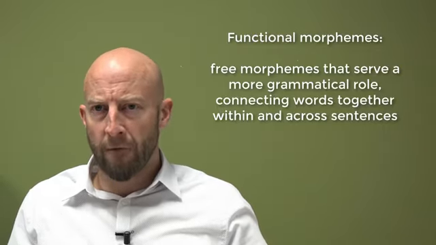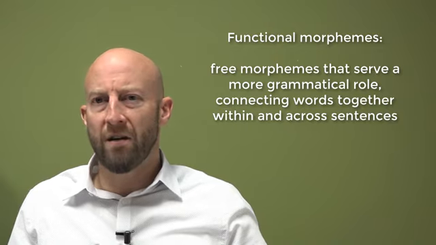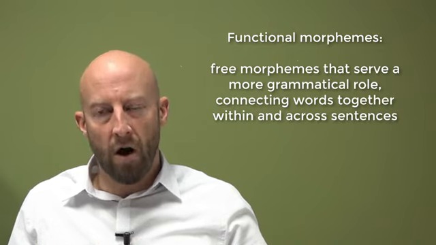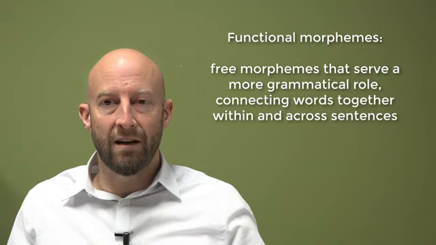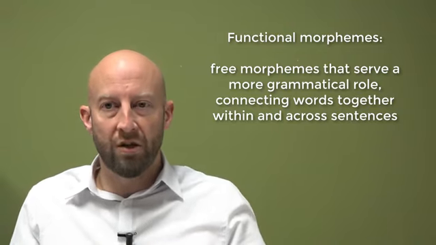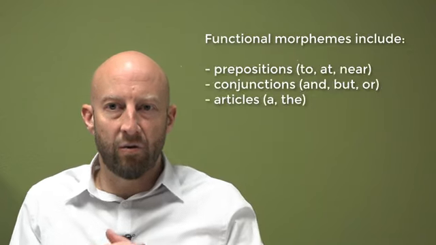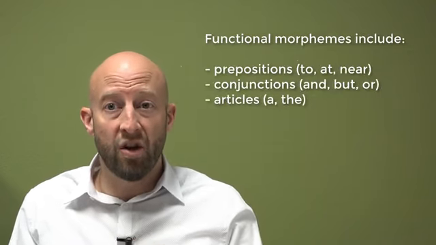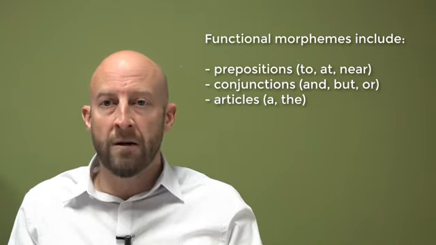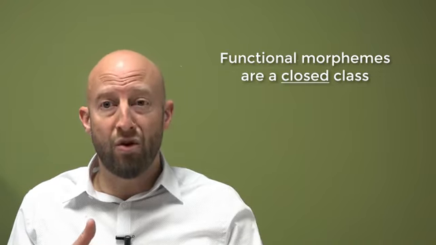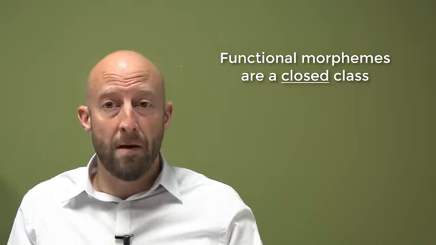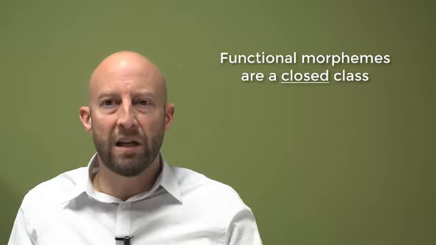Now, the other type of free morpheme is a functional morpheme. Functional morphemes don't really provide the content or the meaning of our utterances. Instead, they serve a more grammatical role by being the glue that links together words in a sentence. So these include categories such as prepositions, conjunctions, articles, and even pronouns. These functional morphemes are a closed class, which means that they cannot accept new members, and they're harder to define. But again, a closed class means that you can't really invent, say, a new preposition or a new conjunction.